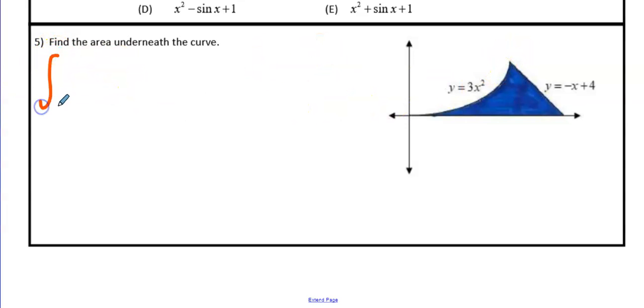So we want to integrate from 0 to this value right here of 3x squared dx. And so how do we get this value? Well, we simply set these two things equal to each other.